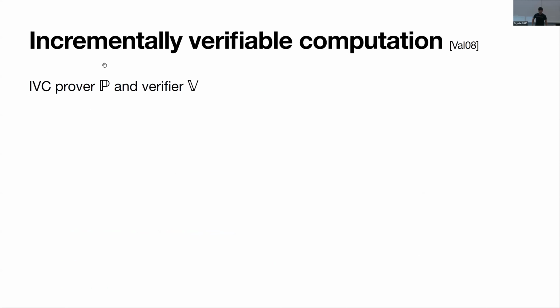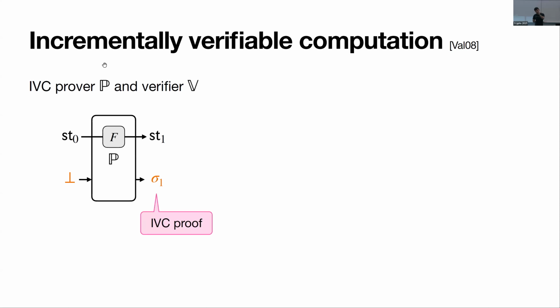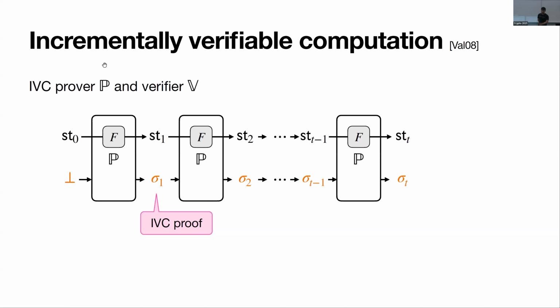Okay. So there's a very nice solution for this sort of problem. It's known as incrementally verifiable computation. So IVC is a proof system. There's a prover and verifier. And the idea is that, given some initial state, I can always run the prover to compute the next state, as well as some accompanying proof, which I call the IVC proof, which certifies this state. And I can rerun the prover on this new state to generate the following state, along with a new IVC proof, which attests to the validity of this new state. And I can do this an unbounded number of times.